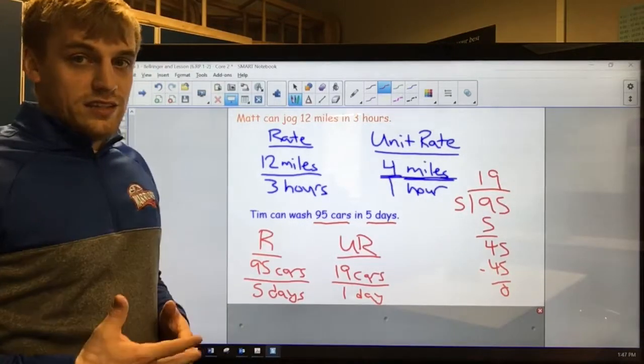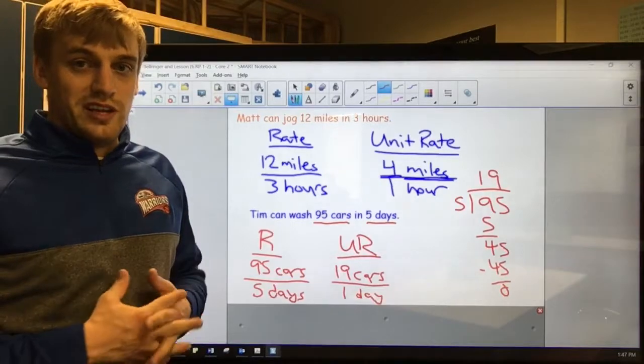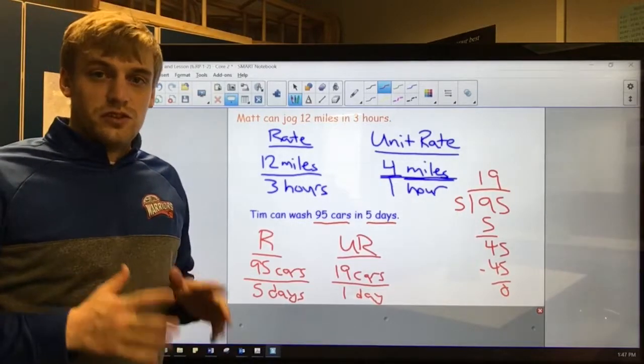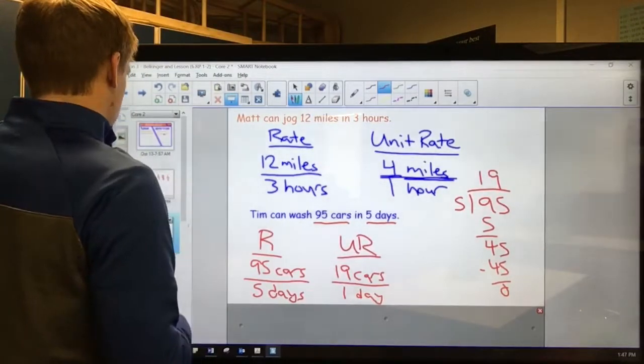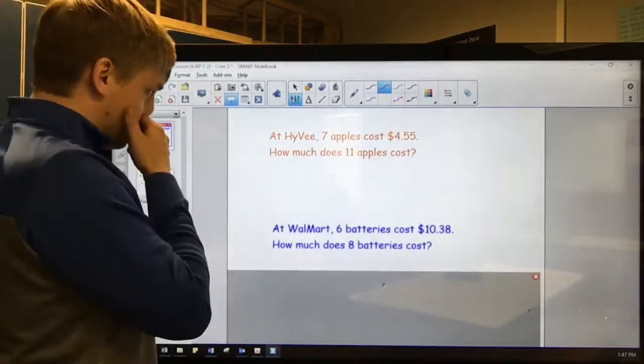Now, the last thing I want to talk about is what we call a unit price, and it's the exact same thing as a unit rate, except that there's money involved. So let's see if we can find one here.